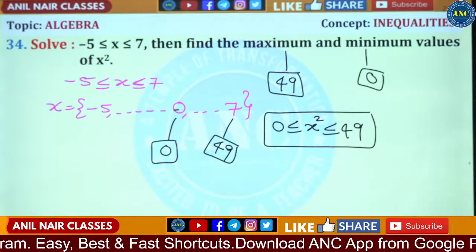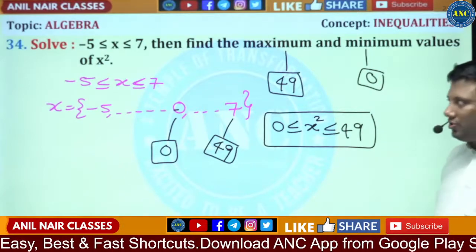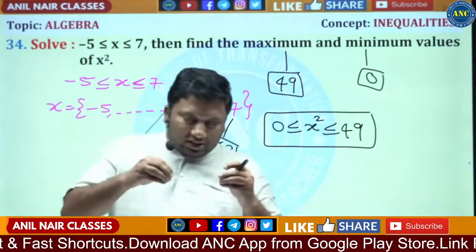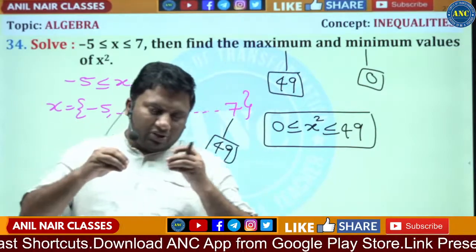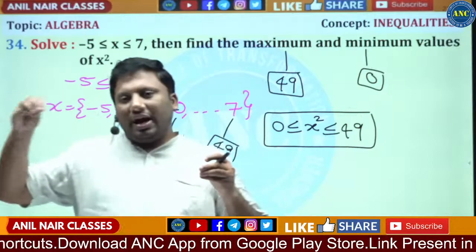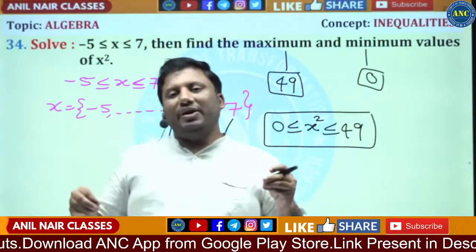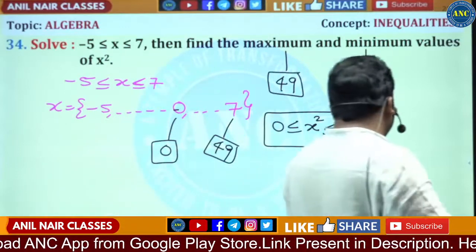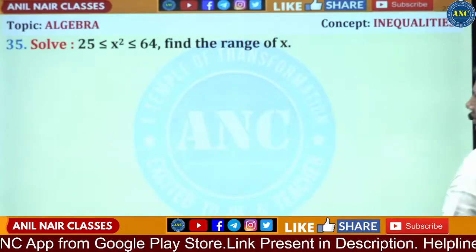0 ≤ x² ≤ 49. Lowest is negative, highest is negative. Lowest is positive, highest is positive. Lowest is negative, highest is positive. When you are moving from negative to positive, in between there is a 0. I hope the idea is clear.